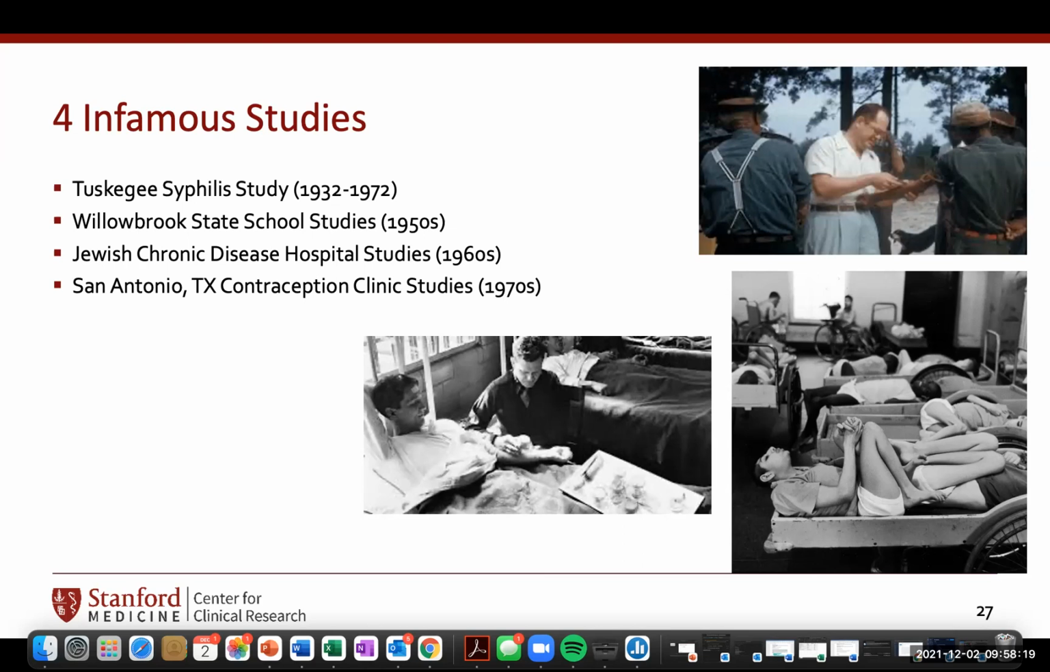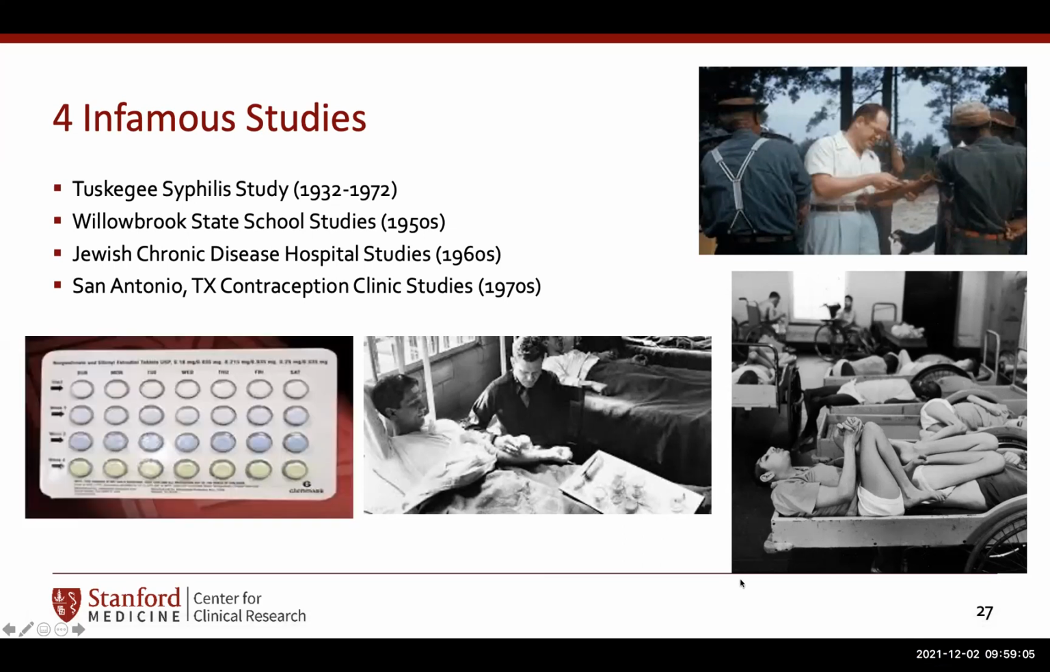In the 1960s, the Jewish Chronic Disease Hospital, which is pictured here, is where live cancer cells were injected into the bloodstream of chronically ill patients, most of whom were demented. This took place in a New York City hospital. All subjects had some form of illness that compromised their immune system, and the study was designed to determine the influence of a weakened immune system on the spread of cancer. And then finally, I have one more picture here.